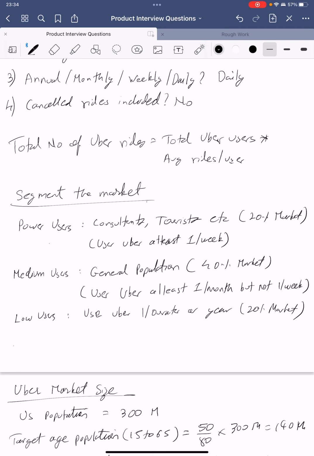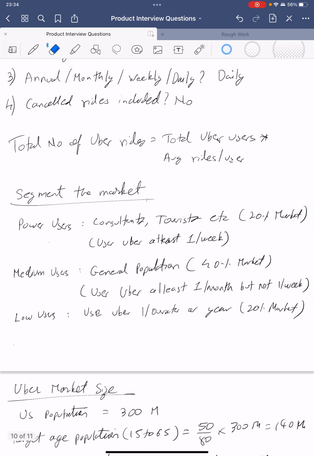They use Uber at least once per month, but not once per week. And then finally, there are low users, meaning they have installed the app, but they don't use Uber that often, maybe because they take the car to work every day. They generally don't need Uber, but once in a while, maybe once a quarter or once a year, they do. And that's 20% of the market. To simplify, I'm just considering once per year so the calculations are easy, but you can always clarify this with your interviewer.